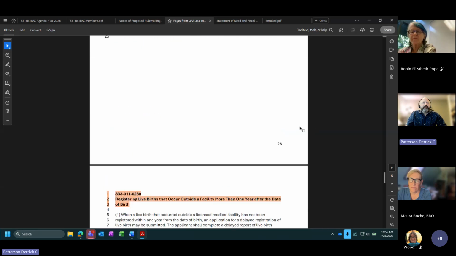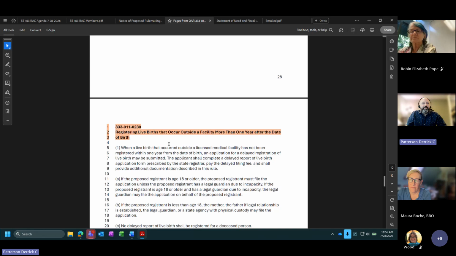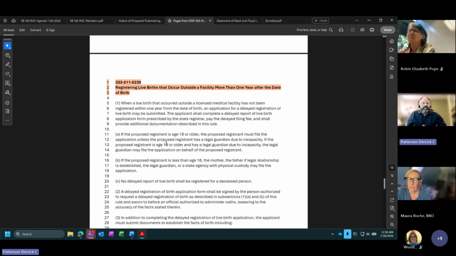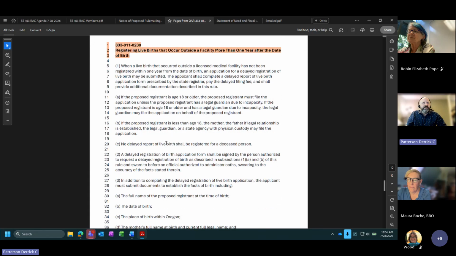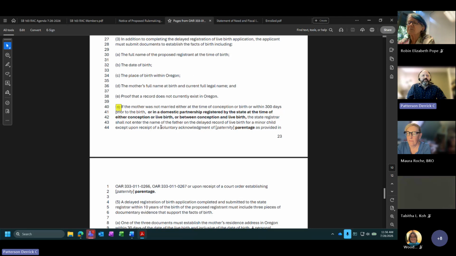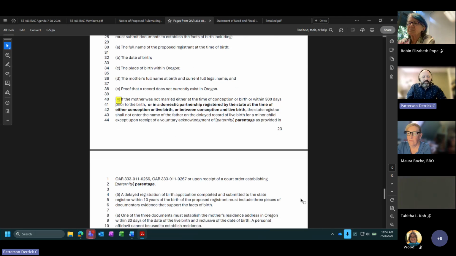So the next one is, I'm just going to skip down to, so this is an existing rule that's being amended, just to remove citations and make some minor changes. So this is the existing rule, and I'm just going to scroll down to the section that was changed here. Things in bold have been added and in italics have been removed.